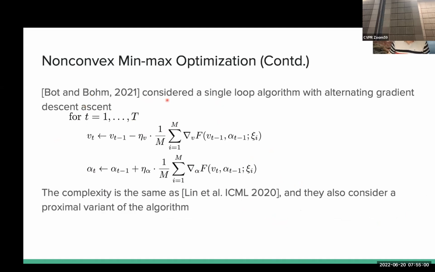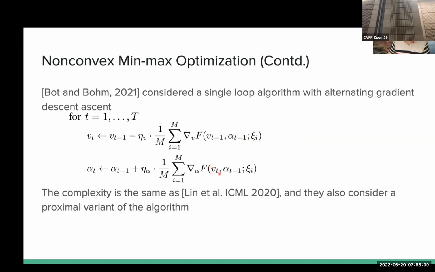And Bot and Blum consider a single loop algorithm with a slightly different update. They are using so-called alternating gradient descent ascent. You can see that the key difference is here. For V, they update the parameter based on the previous V_t and alpha_{t-1}. And for alpha, in the previous algorithm, they used the previous step, V_{t-1}, to calculate the gradient. But for this alternating gradient descent ascent, they use the most recent V_t. They calculate V_t and then do the gradient calculation based on V_t.